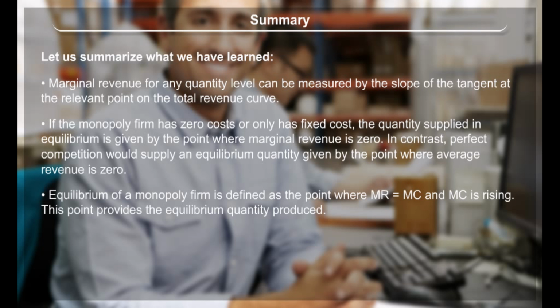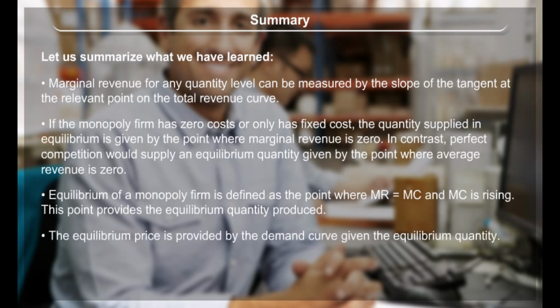Equilibrium of a monopoly firm is defined as the point where MR is equal to MC and MC is rising. This point provides the equilibrium quantity produced. The equilibrium price is provided by the demand curve given the equilibrium quantity. Positive short-run profit to a monopoly firm continues in the long run.